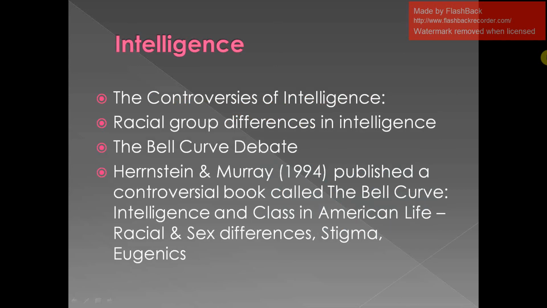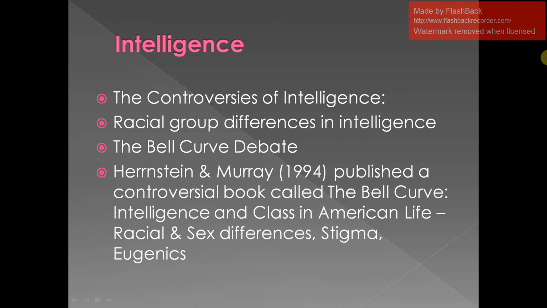There's controversies in intelligence, and this refers to racial group differences in intelligence and the bell curve debate. So there's people that were quite racist about the idea of intelligence and stated that Caucasian individuals are more intelligent than minorities, and the bell curve debate refers to whether there's a normal distribution of intelligence and people should fit into a certain category.